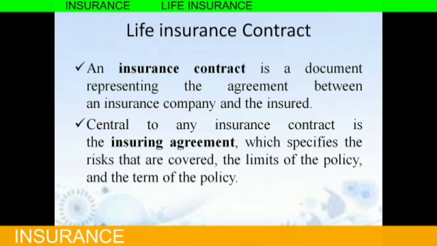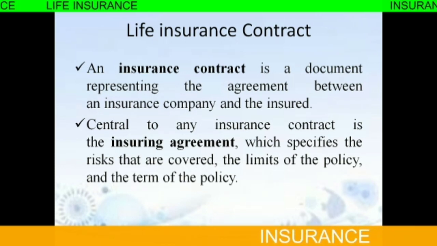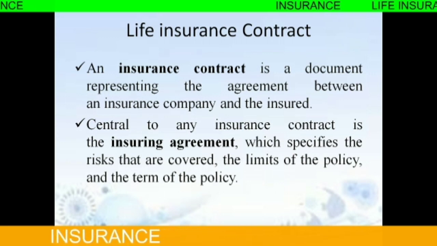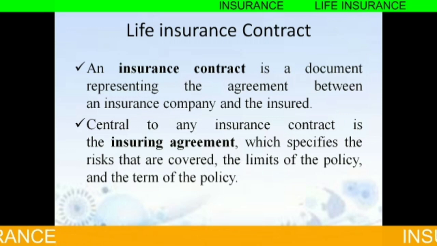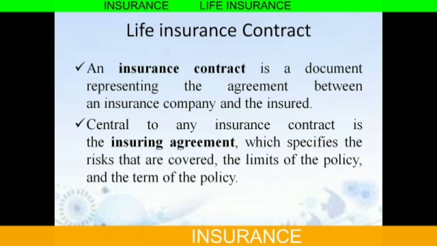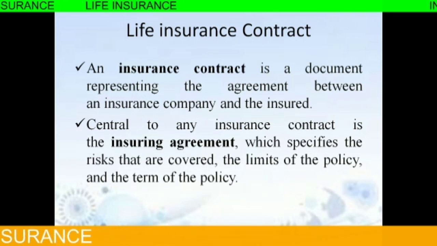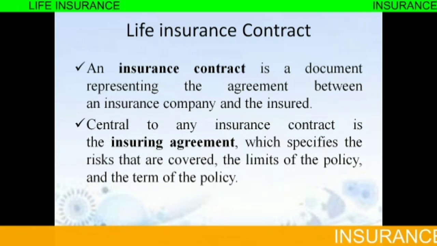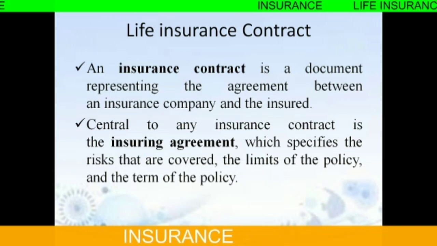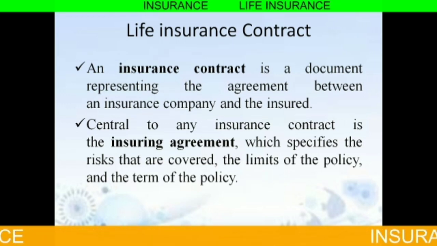An insurance contract is a document representing the agreement between the insurance company and the insured. Central to any insurance contract is the insuring agreement, which specifies the risks that are covered, the limit of the policy, and the term of the policy. These are three important things that will be there in an insurance contract. The first one is the risk that is covered, the second one is the limit of the policy, and the third one is the term of the policy, that is, the duration of the life insurance policy.